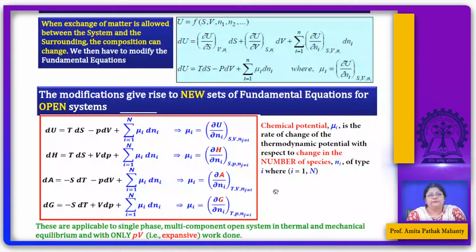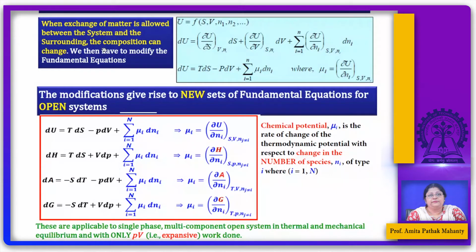We were talking about the open system. Accordingly, we had modified the four fundamental equations of thermodynamics, which we had derived previously when we were talking about a closed system. Then in the last class, we talked about the open system, where mass transfer is possible between the system and surrounding, and we modified the four fundamental equations for the open system.